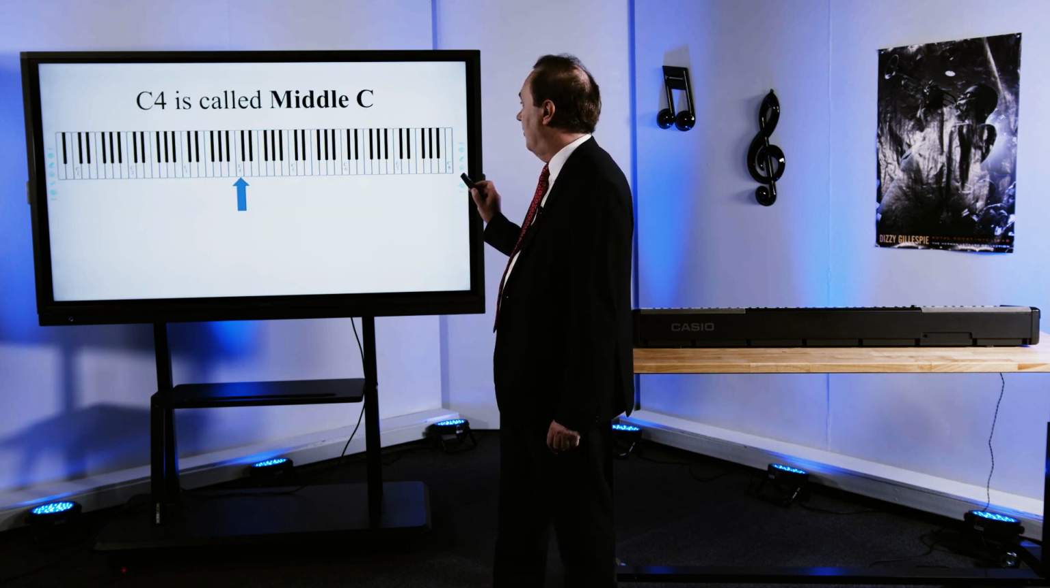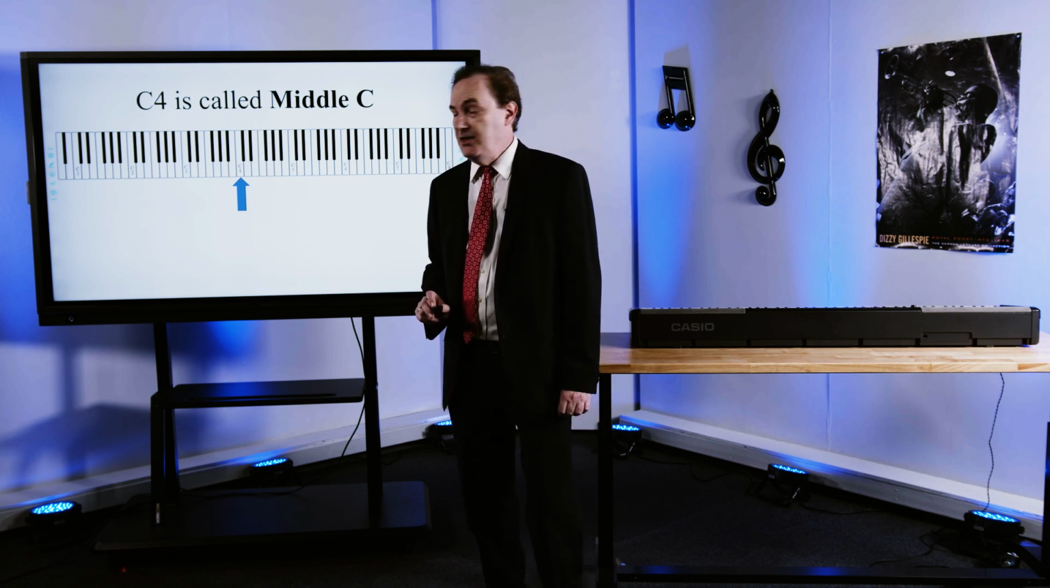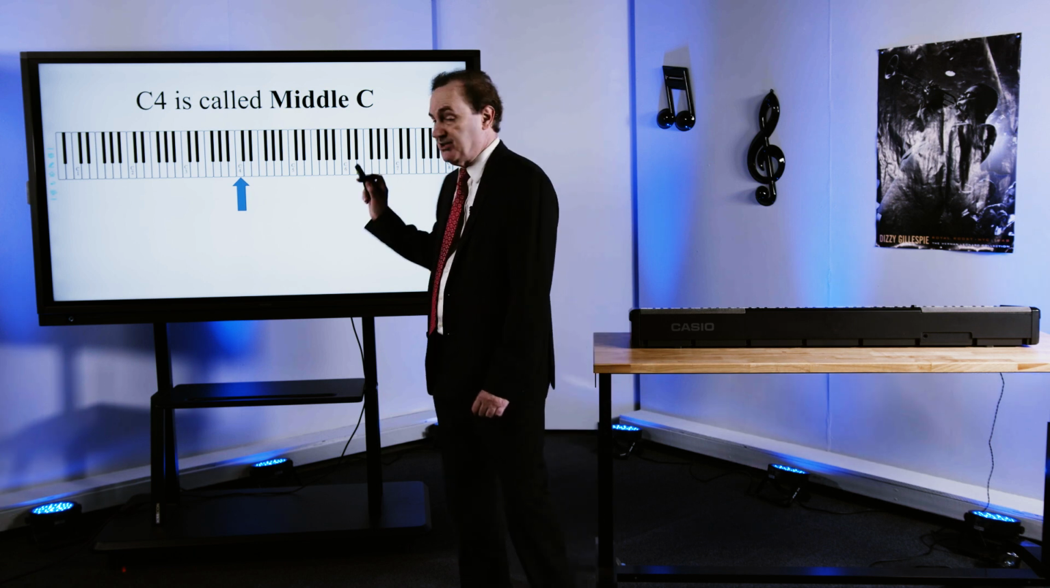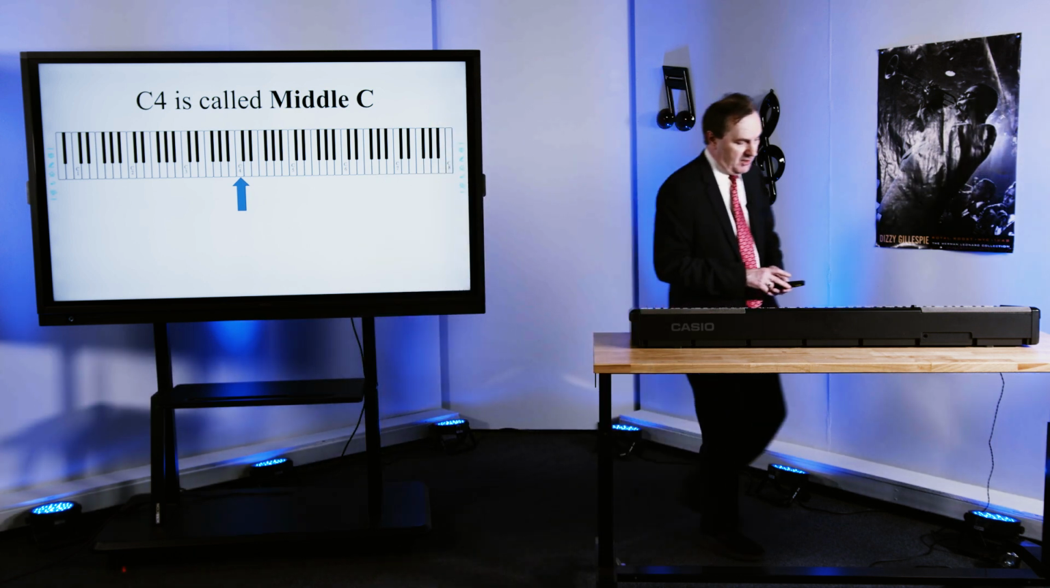Now, C4 is a special note. It's called middle C. You might have heard of that, middle C. So that refers to C4, which is this note here.